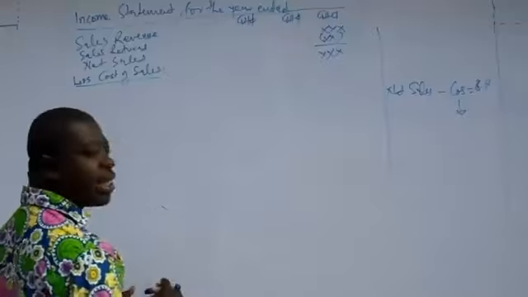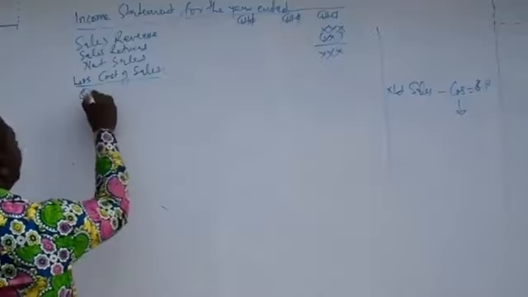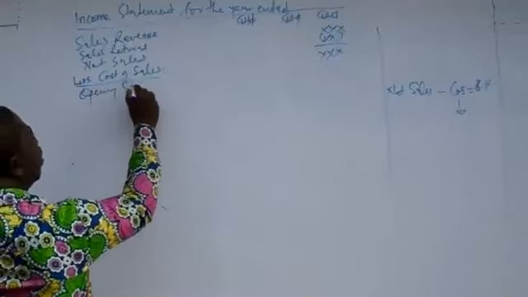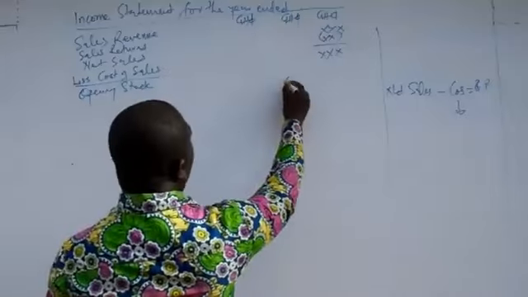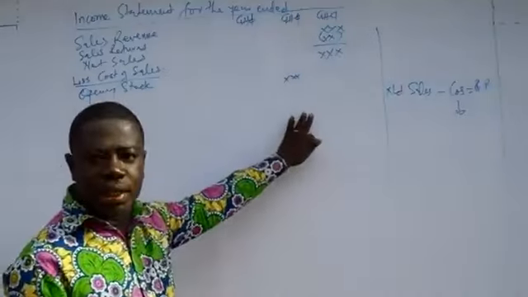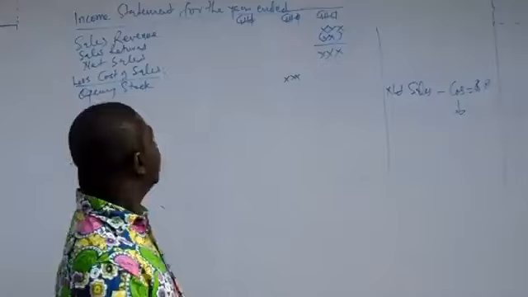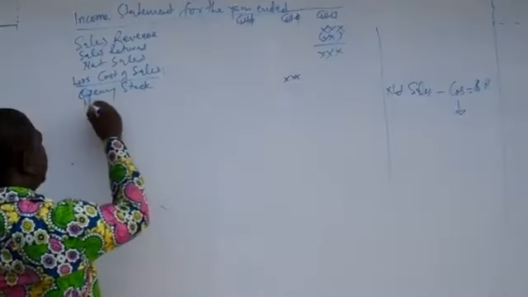And so we said we will begin with our opening inventory. So opening stock will be recorded on the second currency sign. Then we add our net purchases.